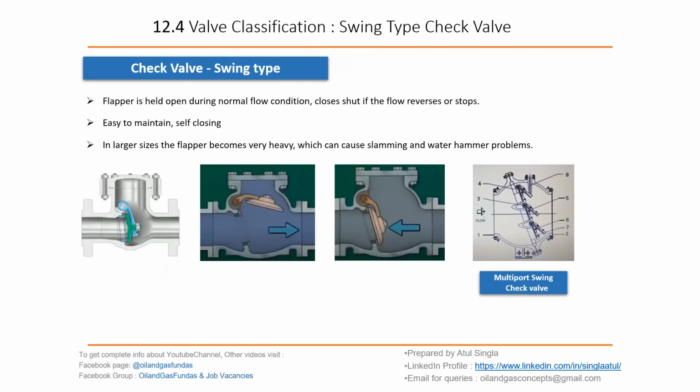This is very easy to construct and very easy to use. There is no handle or rotating part. This is a self-closing, self-actuating valve. For higher sizes, when the flow comes, the disc starts hitting the seal, so these may get damaged. So for higher sizes, we go for multi-swing check valves. If you see, there are 1, 2, 3 swings. As the size and pressure increase, we can use the swing type but with a multi-port type of check valve.